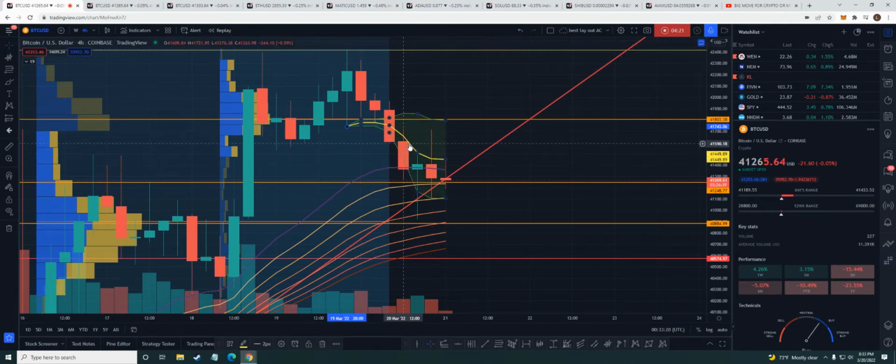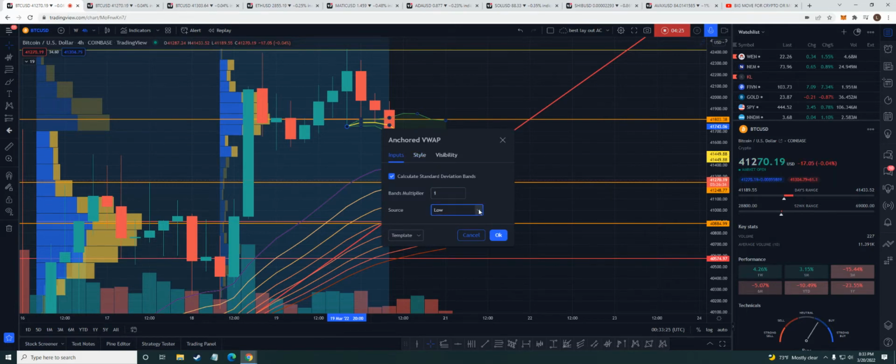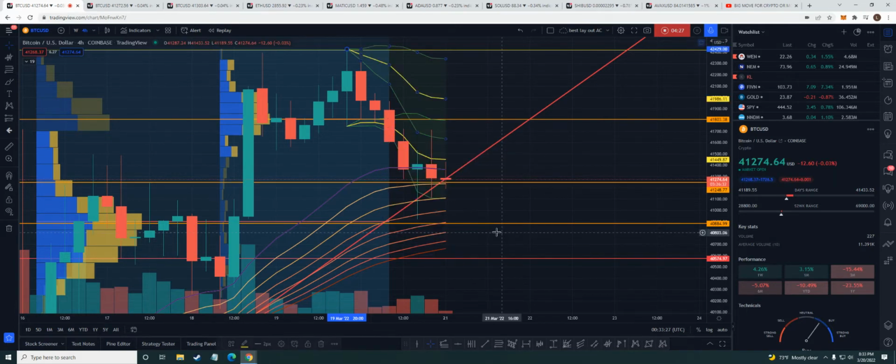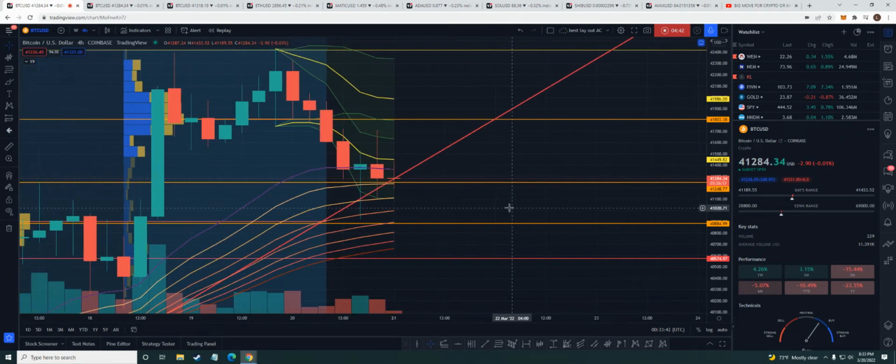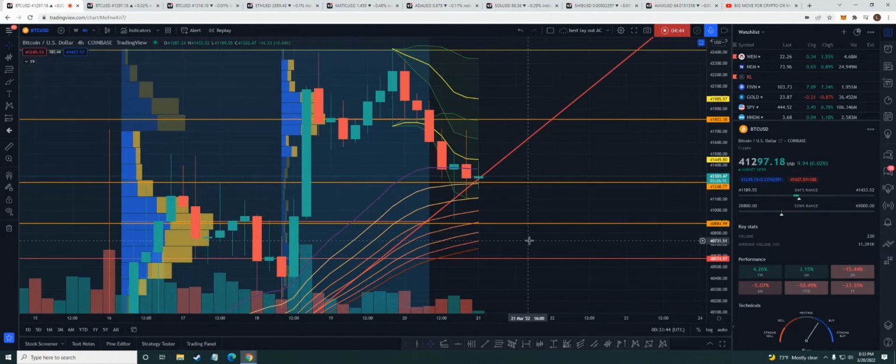And then I could go ahead and click on it here, pull up the settings, and I could go to high because that was the low. Let's go to high. There's the high and there's the low. So now I got two areas of concern that I can look at. You can see where we got rejected here, and now we could look for even a high up here near this 42 mark, 41,986. So that's just an anchor VWAP tool you guys can use.